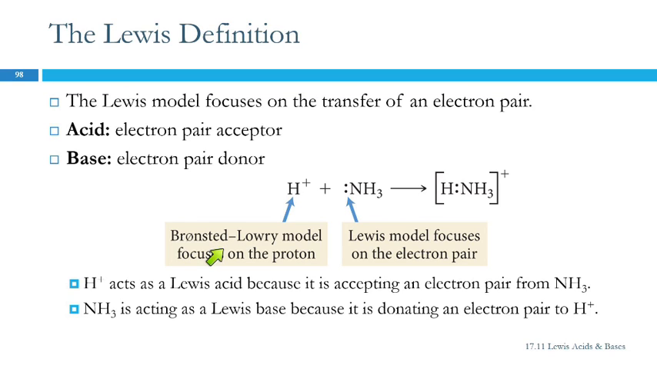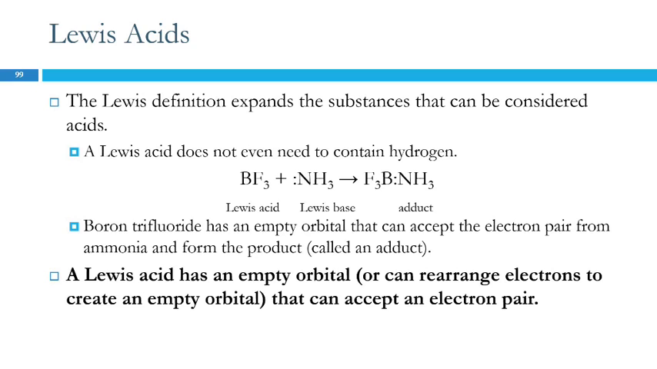So the Bronsted-Lowry model, what we were looking at was the proton. The donated proton, accepted proton. Here, the Lewis model, we're looking at the lone pair. So we're just looking at the other side of the same thing. And this is important because the first two models of acids and bases don't work in all situations. So a Lewis acid doesn't have to have hydrogen.